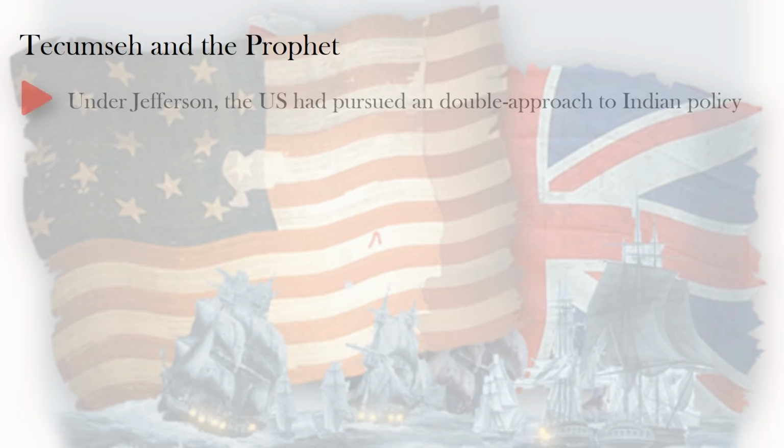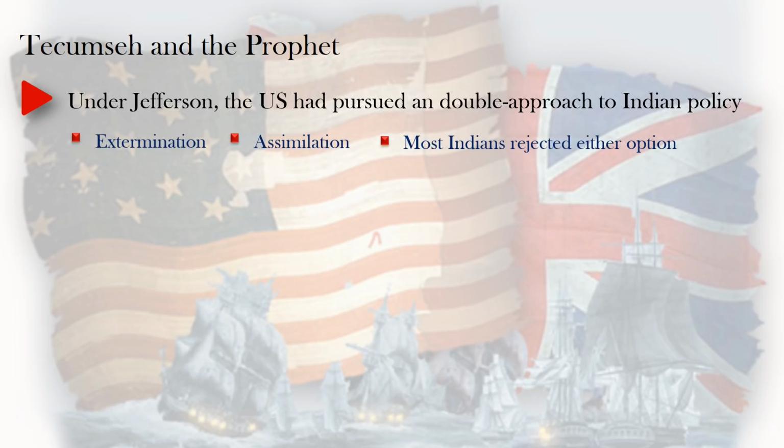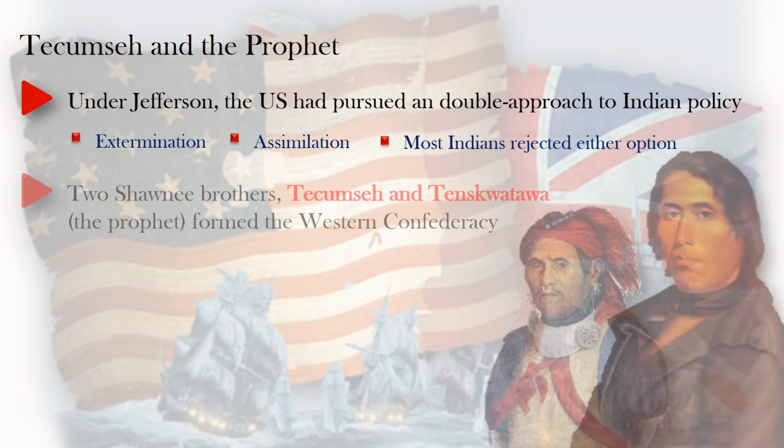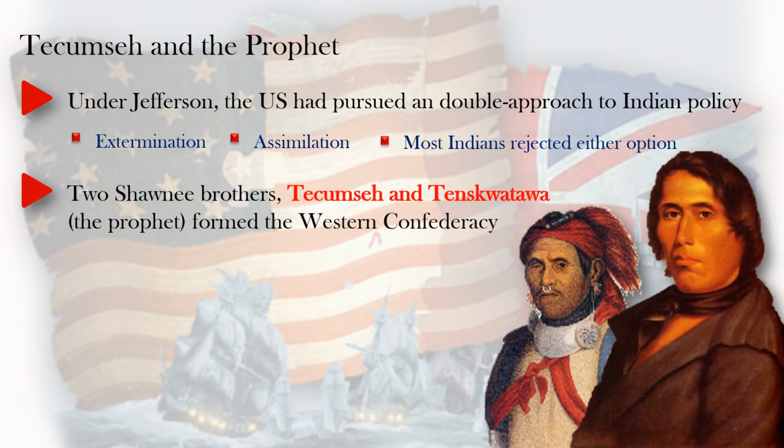Well, let's now consider how the American Indians are figuring into this geopolitical crisis between the United States and the belligerent powers of Europe. Under Thomas Jefferson, the U.S. had pursued a double approach to Indian policy that would be either extermination or assimilation. Become a white American and try to participate in white American politics and culture, or die. Of course, most Indians rejected either option, and a lot turned to two Shawnee brothers named Tecumseh and Tenskwatawa, known as the Prophet, and formed what was called the Western Confederacy.